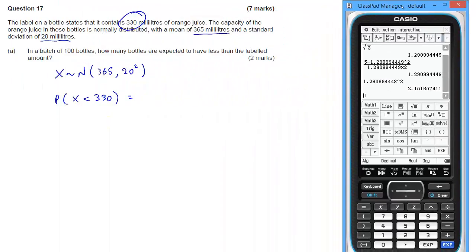So that would be less than 330. We can see that this is normally distributed. The mean is 365 and the standard deviation is 20. So to start off with, let's work out the probability of x being less than 330. So that's just calculator work.